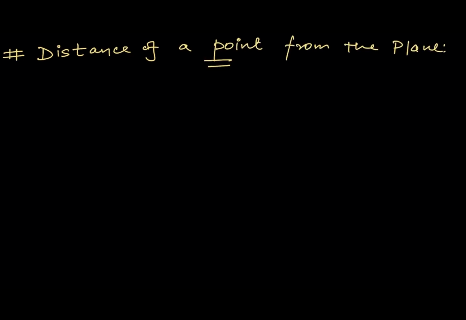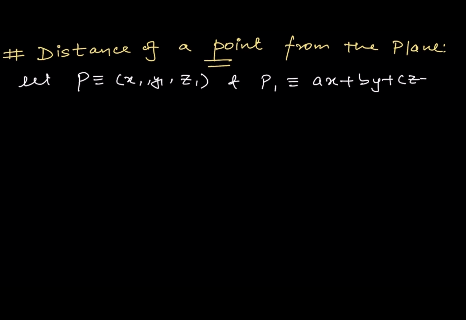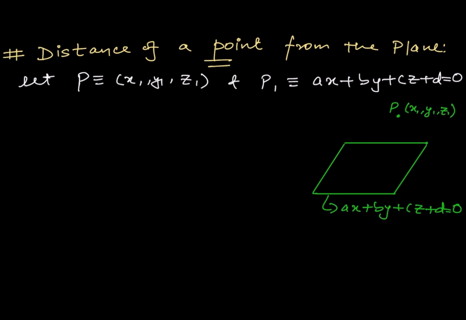Let us consider a point P(x1, y1, z1), right? And plane P1: ax plus by plus cz plus d is equal to 0, as shown in the figure. Right students? So we want this distance PM.